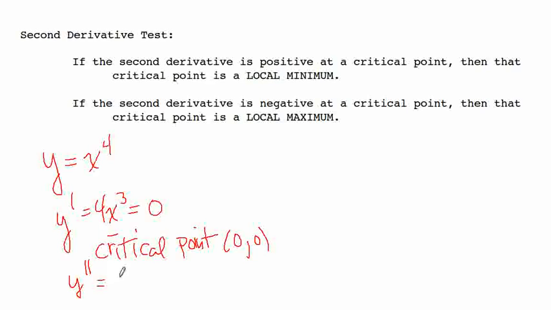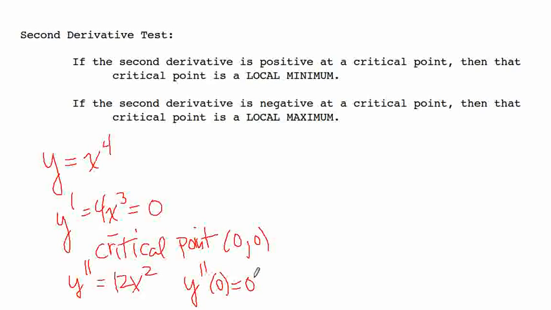Now let's find the second derivative at that critical point. So y double prime equals 12x squared. Plug in 0. What do you get? y double prime of 0 is 0. So the second derivative test is not going to help you in this case. When it does work, sure, go ahead and use it. But don't act like a deer in the headlights when you get 0. The first derivative test, that's why I like it better. It won't let you down in all cases.